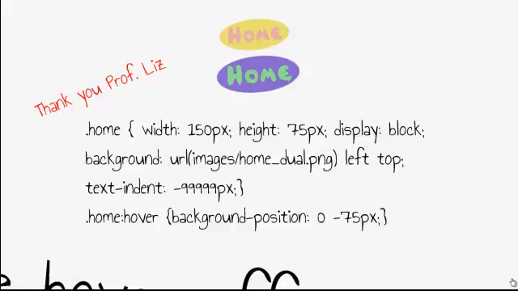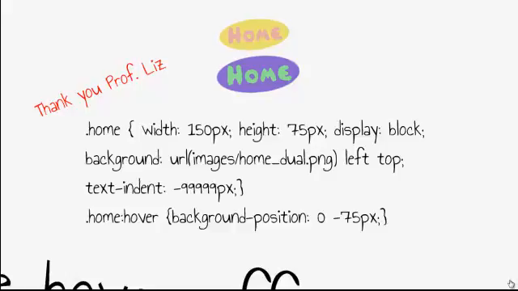Actually, we need to save the 2 button images into one PNG file with a 150 pixels height. The normal look is the yellow and pink one. When your mouse hovers by, it will reveal the negative 75 pixels, which is the lower part, the purple and green one.